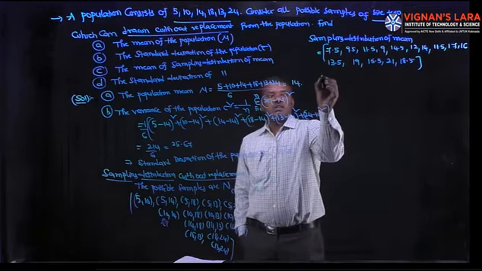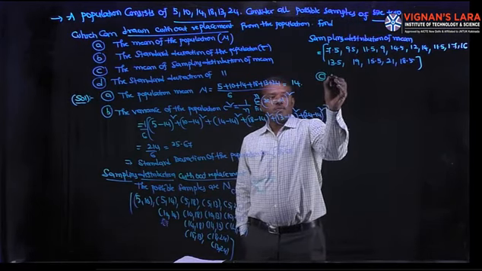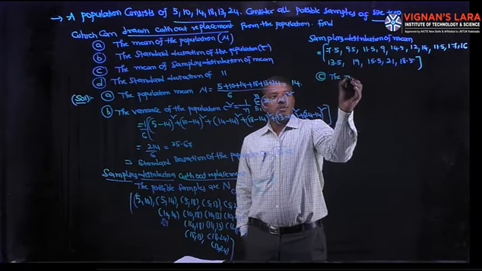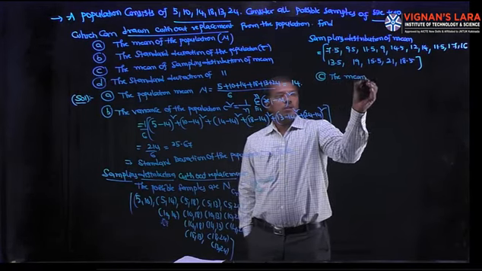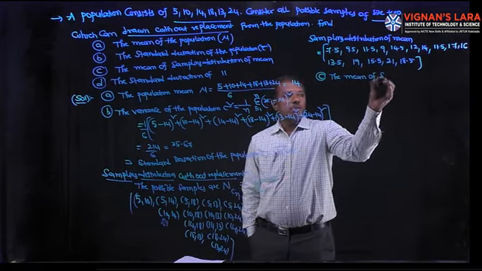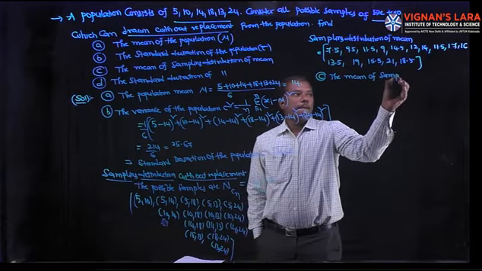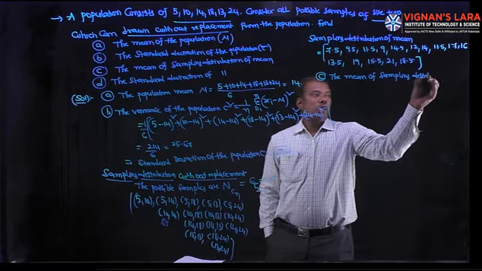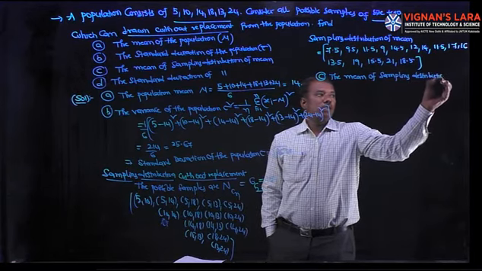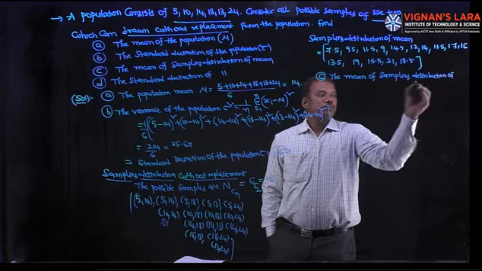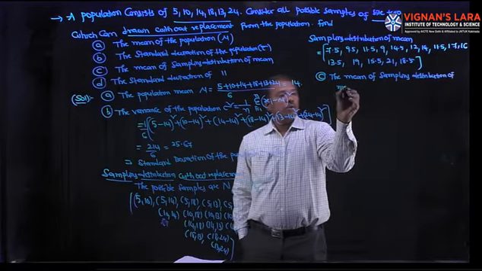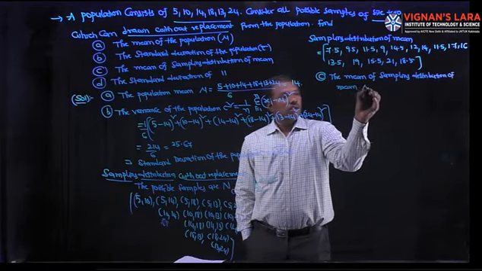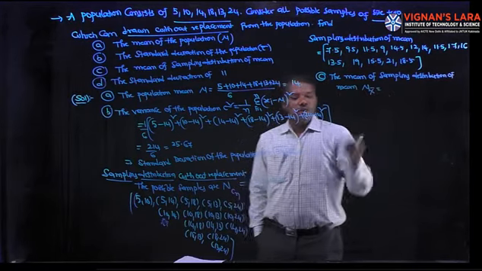Then construct the third bit: the mean of the sampling distribution of mean. The mean of the sampling distribution of mean is denoted by mu x bar.